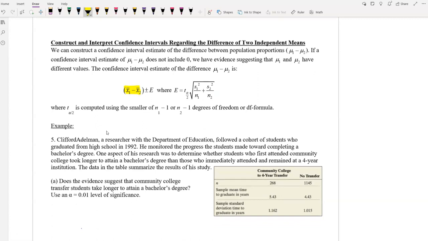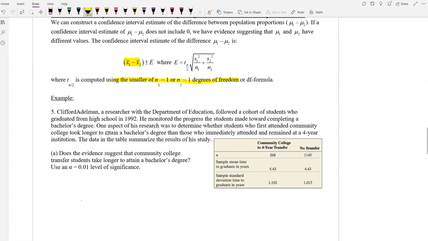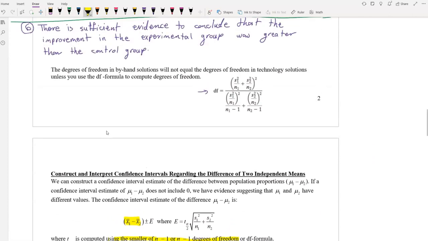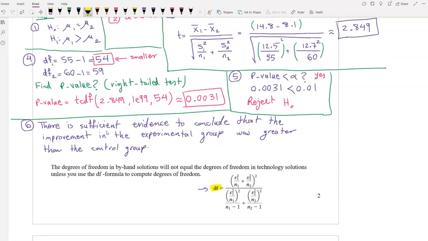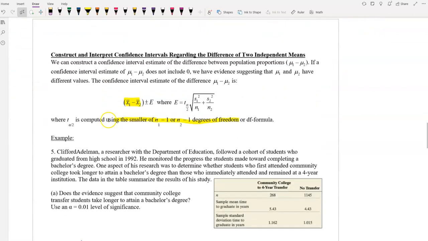So to find T alpha over 2, that's using the smaller degrees of freedom. So here again we have this part, smaller degrees of freedom. Or finding degrees of freedom from this part. We didn't use that one, but we used the smaller degrees of freedom.